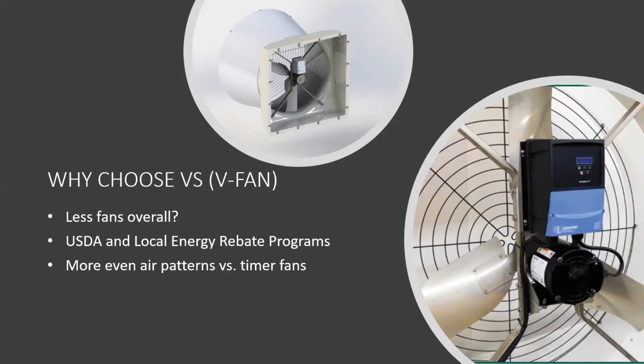So you've got fans that are 10+ years old, and in some areas you could be eligible to receive some grant money, whether it be from your local energy provider or from a federal standpoint with the USDA. So I would certainly encourage you to reach out and take a look at that. And also with the variable speed, our Valco VFan, you do get more even air temperature from side to side, front to back within the house.